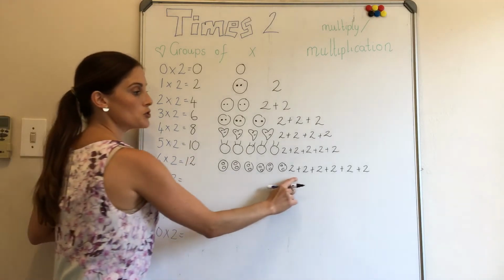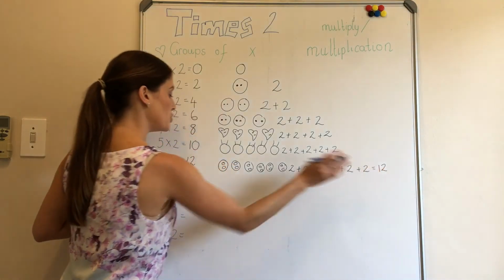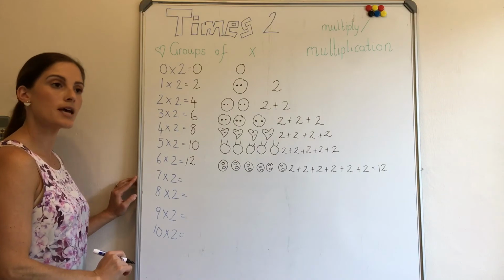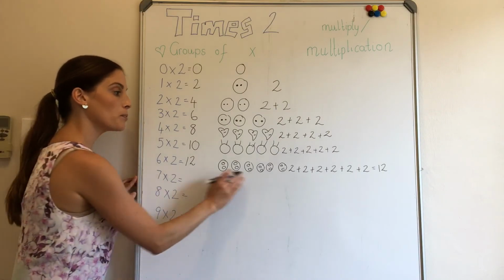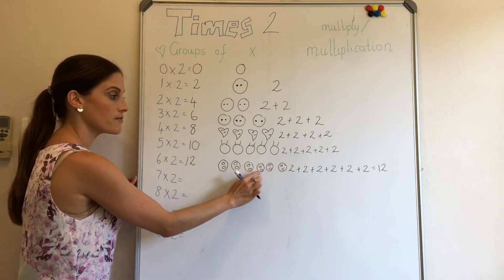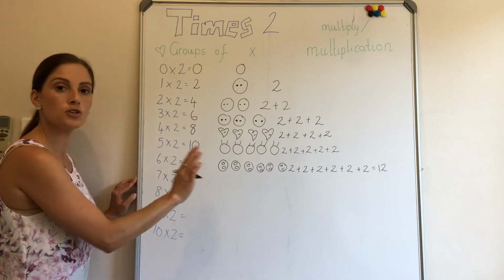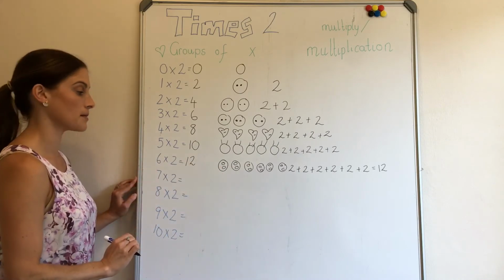If it helps you to do these sums, you can add it up, get your answer, and then use your answer for your times sum. That's absolutely fine. If you want to draw pictures and get your answer and count 1, 2, 3, 4, 5, 6, 7, 8, 9, 10, 11, 12, you can use your picture, and then once you've got your answer, you can use it for your times sum.